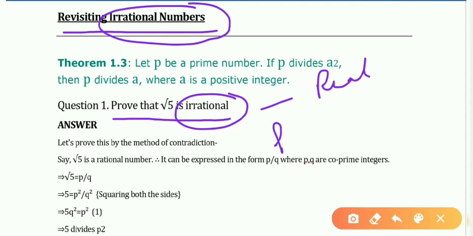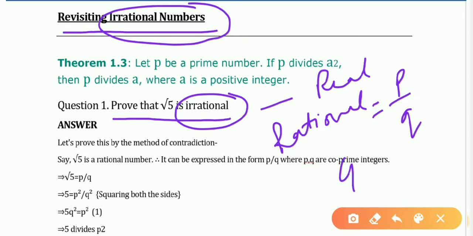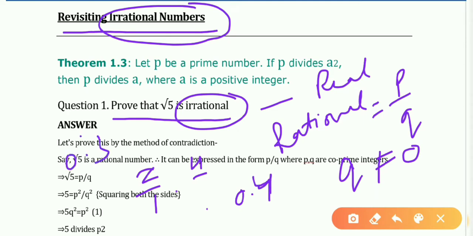Rational numbers are the numbers which can be written in the form of a fraction, or in the form of p by q, where p and q are integers and q is not equal to 0. For example, 2 by 1, 4 by 1, 0.4, 0.3 bar. These are all examples of rational numbers.